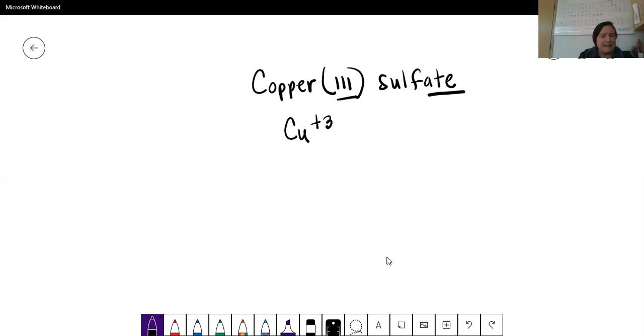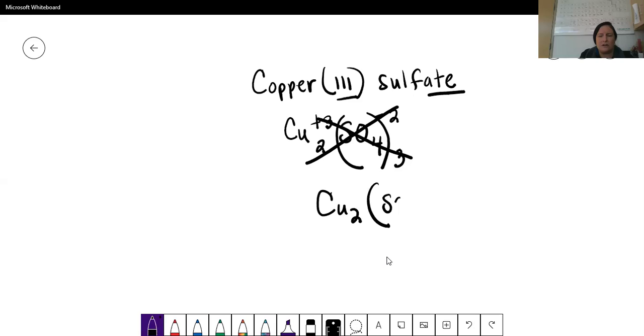Sulfate was from my last lesson. It's a polyatomic ion. I look it up on the back of my periodic table. It happens to be number 38. It is SO4, both capital letters here. It is a -2. Okay, the 2 crosses to here. The 3 can't go there without this coming into parentheses. Cross, drop.